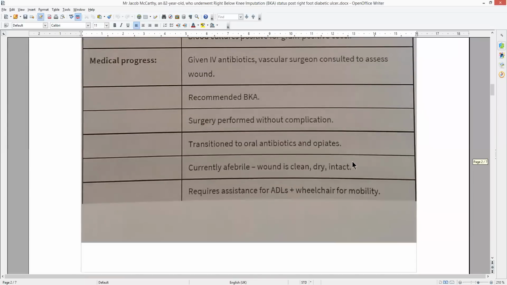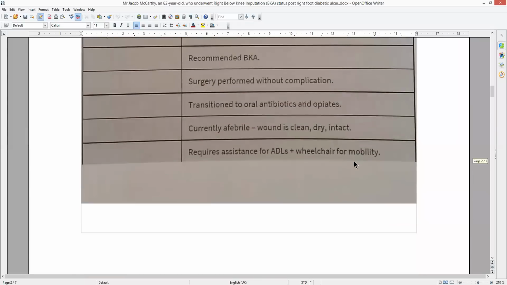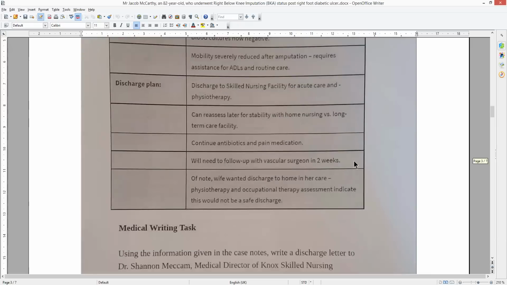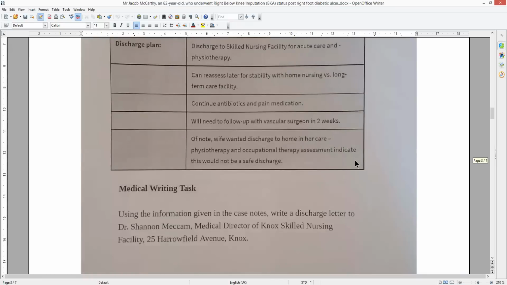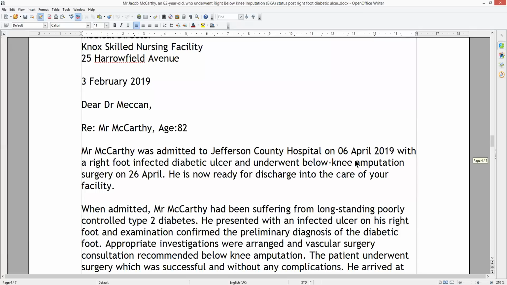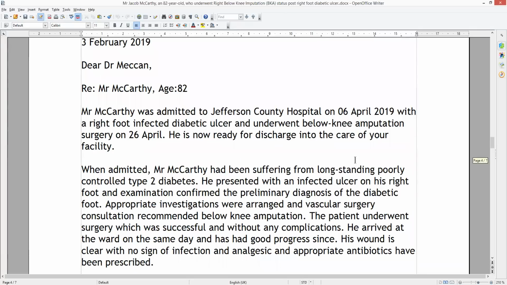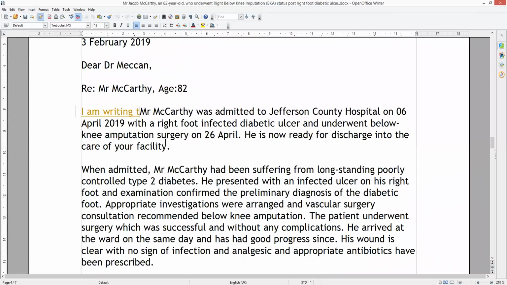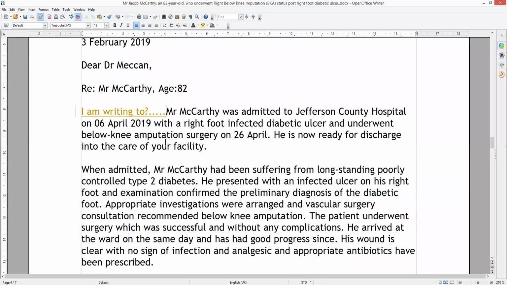Non-compliance with his medicine, took off his leg, needs a wheelchair, so acute care and physiotherapy. Not a good idea to send him home because his wife is old. She might not be able to take care of him. So where's the reason? I'm writing to what? We need a reason.